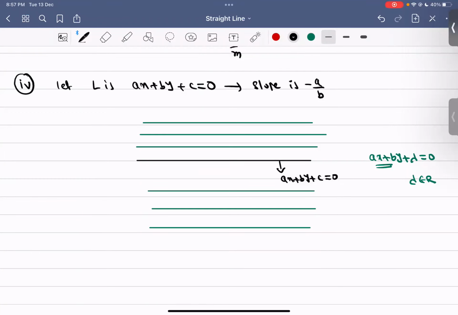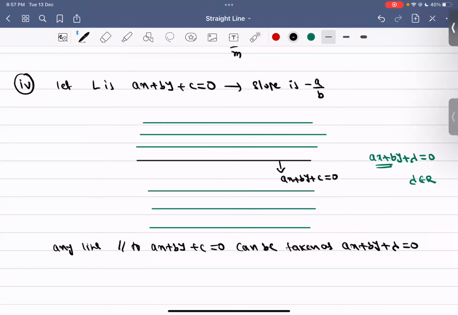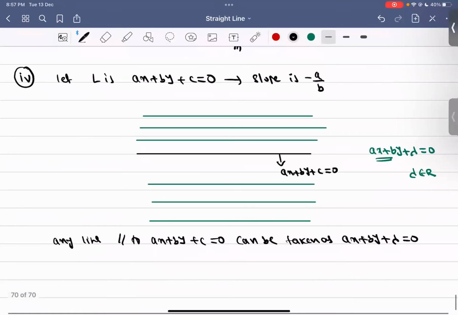Therefore, any line parallel to ax plus by plus c equal to 0 can be taken as ax plus by plus lambda equal to 0. It's an important one. Memorize this.